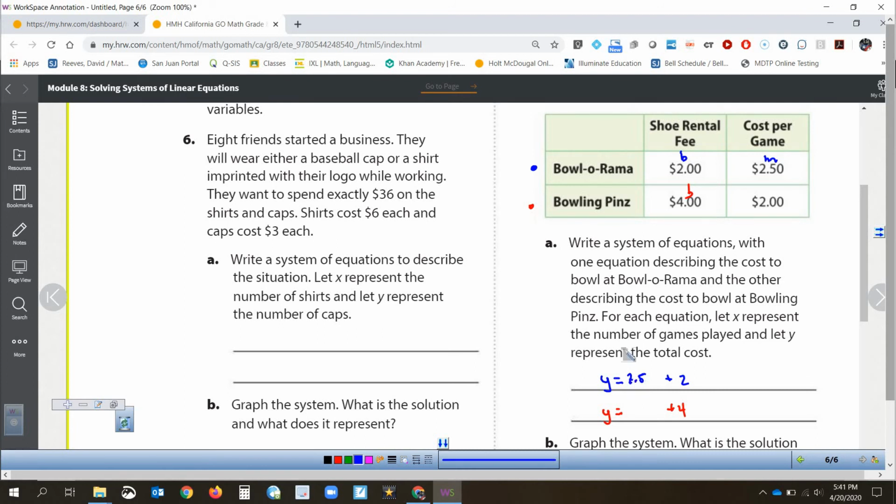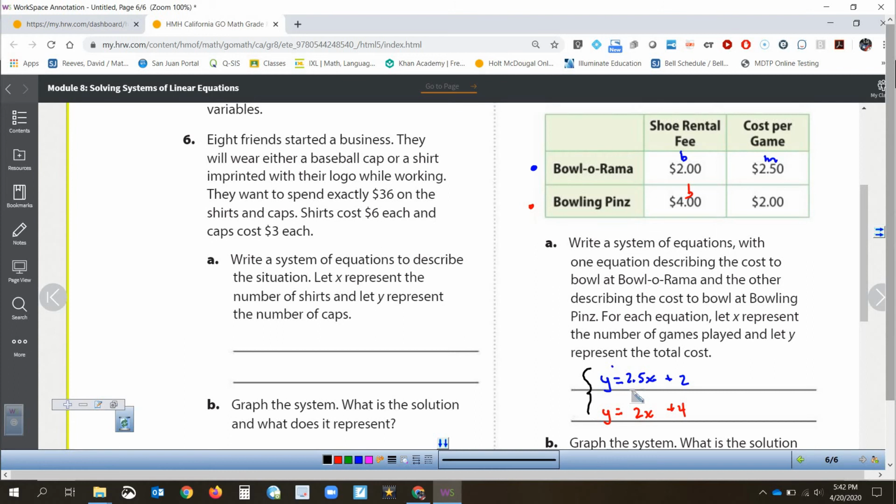Now, how many times are we paying that $2.50? We pay it every game. So I'm going to put 2.5x because remember, x was the number of games we played, right? So if I just bowl one game, it'd be $2.50 plus $2. If I bowled two games, it would be $2.50 times 2, or 5, plus 2, which is 7, and so on. All right, let's do the same thing for Bowling Pins. Bowling Pins is going to cost me $2 per game. So here is my system of equations right here.